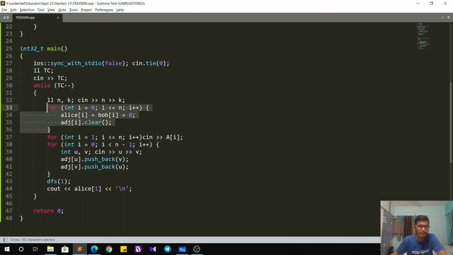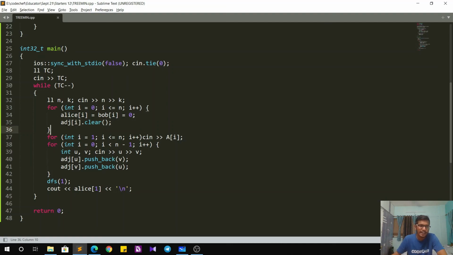I just initialize my values, that is Alice of I. So basically Alice of I denotes what will be the score of the game if Alice begins playing at ith node, and Bob of I denotes what will be the score of the game if Bob begins playing at ith node. Initially I am just clearing them out and giving them value 0. Also the tree will be stored in an adjacency list, so I'm just clearing my adjacency list as well.